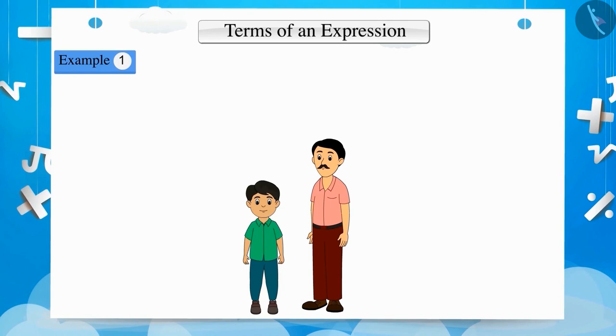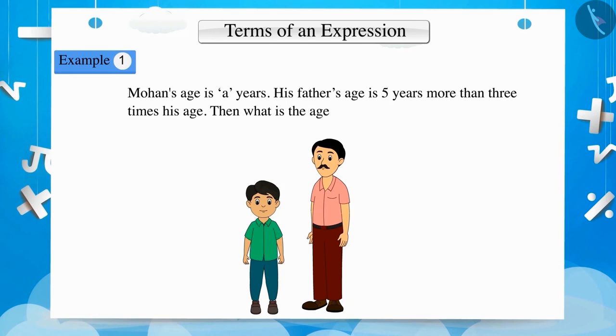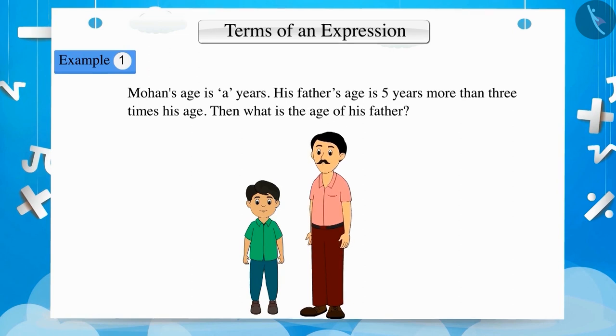Mohan's age is 8 years. His father's age is 5 years more than 3 times his age. Then what is his father's age? Let's form an expression that represents the age of Mohan's father.